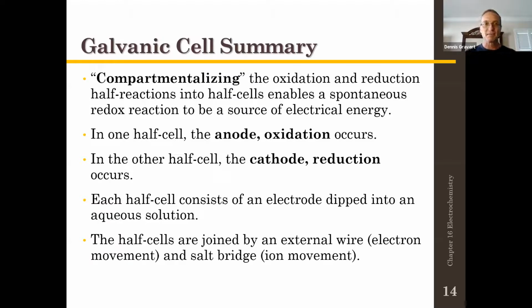And then just a summary again. One side, the anode, is doing oxidation. The other side is doing cathode reduction. Each half cell consists of an electrode. Yeah, you need to connect your wire to a piece of metal, so you have to have an electrode. It might be platinum if your redox reaction consists entirely of ions, like the Fe3+ going to Fe2+. Then you need a platinum wire in there to serve as an electrode. And the half cells are joined by an external wire and a salt bridge. Yeah, that helps complete the circuit.